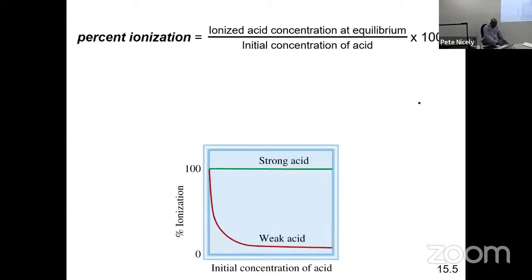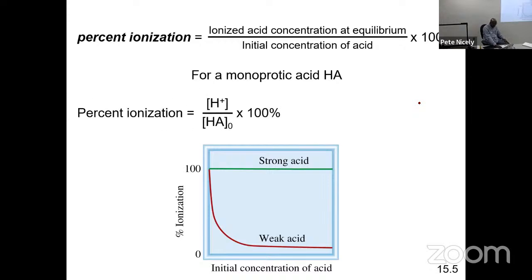Okay, so this is what I was talking about, the percent dissociation, also called percent ionization. It is the concentration of the H plus ions at equilibrium divided by the initial concentration of the acid times 100%. So if you have an acid HA, then the percent ionization would be the concentration of H plus at equilibrium divided by the initial concentration of the weak acid. And what you'll find is that as the solution becomes more and more dilute, the percent ionization goes up, all right? So that is what is demonstrated in this particular graph right here.